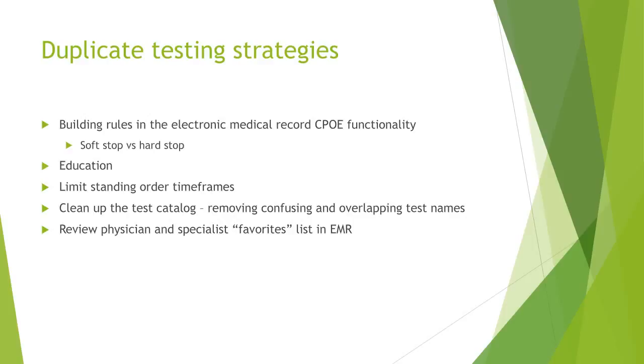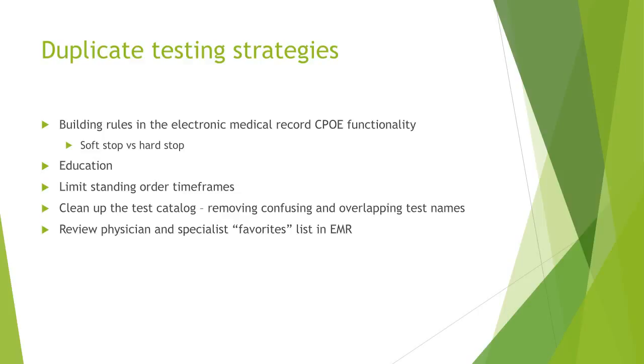Some strategies for this: you can build rules in your electronic medical record. We use the phrases soft stop and hard stop. A soft stop is just when something pops up and tells you something and hopes you do the right thing. A hard stop makes you do the right thing. It doesn't allow you to proceed if you've done something that you're not supposed to.